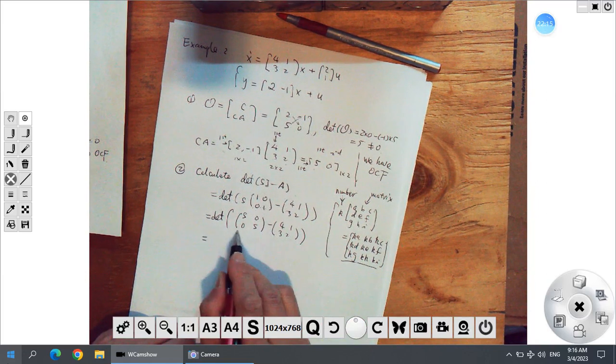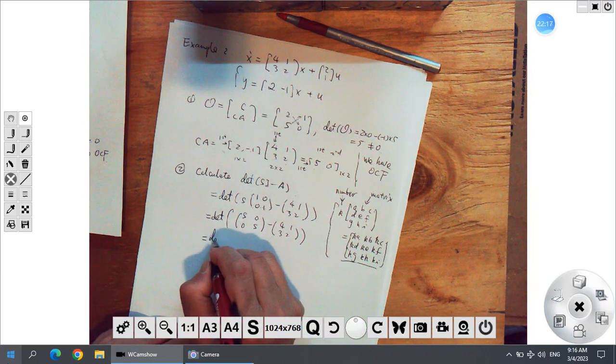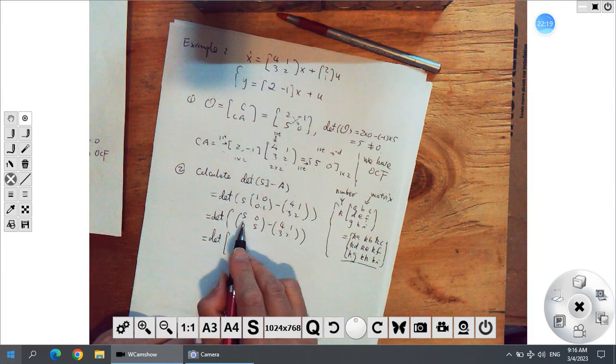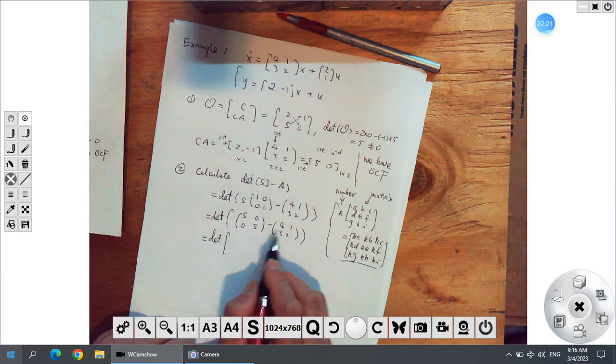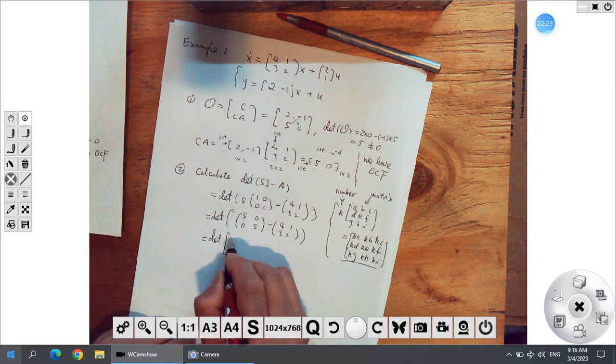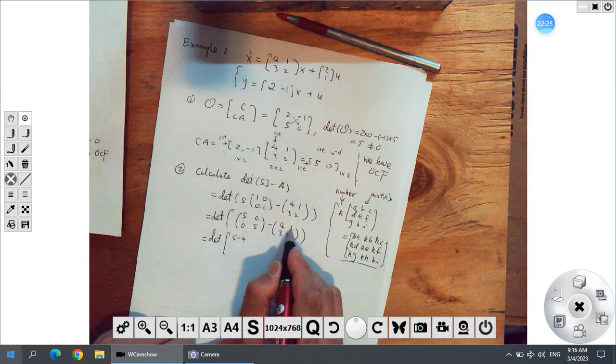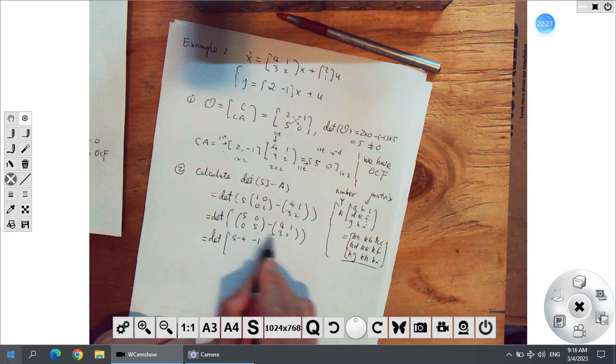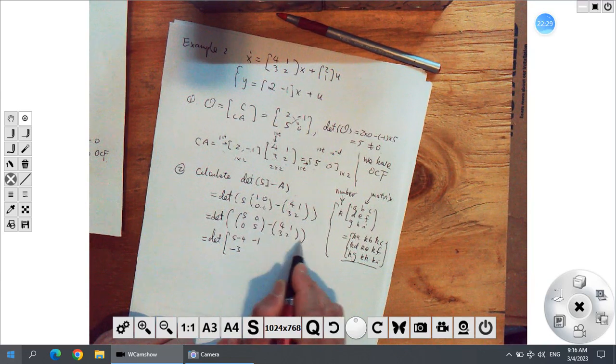Then you do the subtraction. It's just element by element. So s minus 4, 0 minus 1, 0 minus 3, s minus 2.